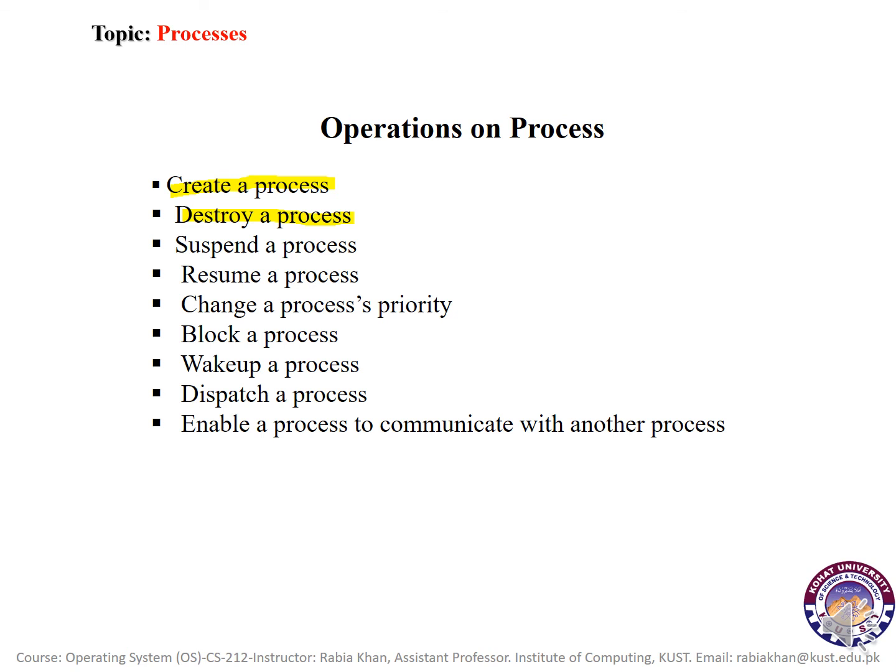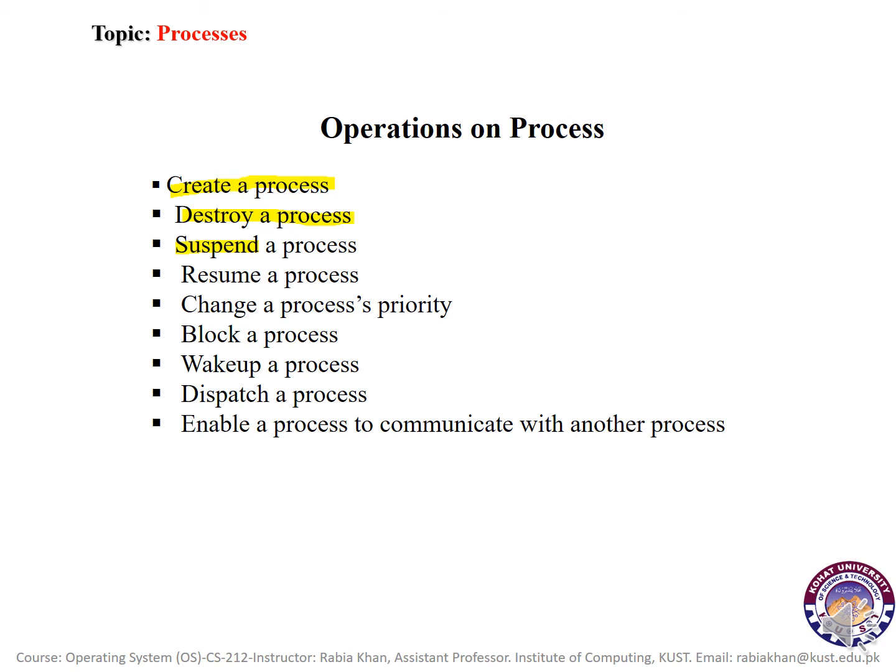Then suspending a process. As we said, suspension is a state in which a running process or an active process has been stopped temporarily. So a process can be suspended either by the user or by the operating system. If you ignore a process, that means that process needs to be suspended. So the operating system, on user behalf, suspends that process and puts it in the suspension list.